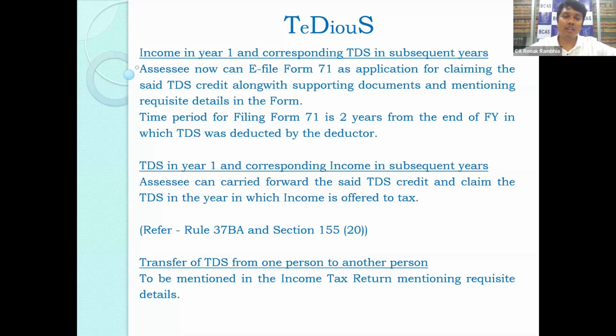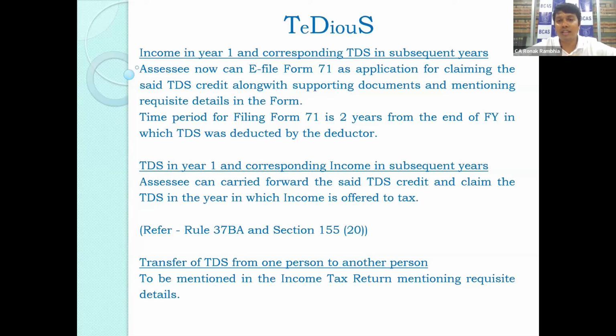The time period for filing Form 71 is 2 years from the end of the financial year in which TDS was deducted by the deductor. These days we have seen where one company, following the accrual basis, has made the sales, but the TDS is deducted by the recipient in the second year when the bill is processed by the opposite party. One can now take the benefit under Form 71 and do the necessary compliance for claiming the correct TDS.